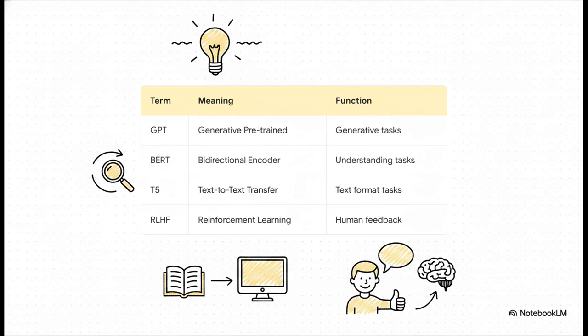GPT, that's your go-to for generative tasks, creating brand new text. BERT is bidirectional, meaning it's hyper-focused on understanding the deep context of language, which makes it an absolute powerhouse for search and classification. Then you have T5, which basically turns every single problem into a simple text-to-text format. And finally, RLHF. This is the secret sauce, reinforcement learning from human feedback. It's literally how we align these massive models with human intent so they actually help us instead of going completely off the rails.